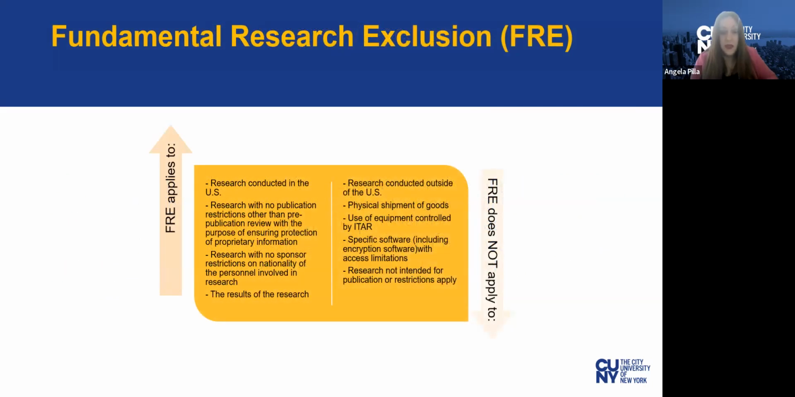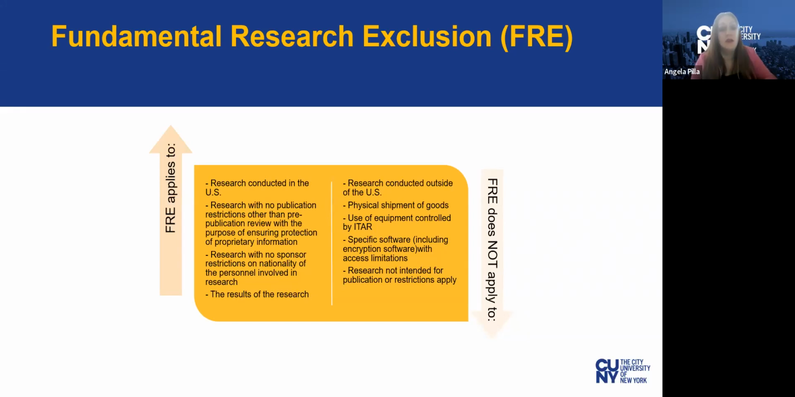We have what's called the fundamental research exclusion, the FRE. It applies when the research is conducted within the United States and there are no restrictions on the research. The only type of restriction, or courtesy you could say, is the pre-publication review that the sponsor might have, just to make sure that we're protecting any proprietary information. Anything outside of the normal window, whether it be 60 or 120 days, is normal. If you see that they're lengthening the time of how long they're taking to review it, that could also be a red flag.